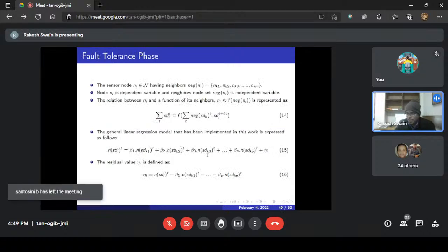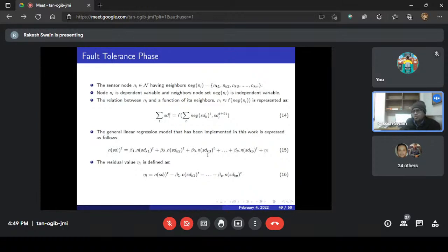And similarly, as I already told, after fault detection you have to go for either fault isolation or fault tolerance. But the problem is that if you isolate the faulty node from the network, what happens? A node connectivity issue will occur. That's why I go for the fault tolerance mechanism.